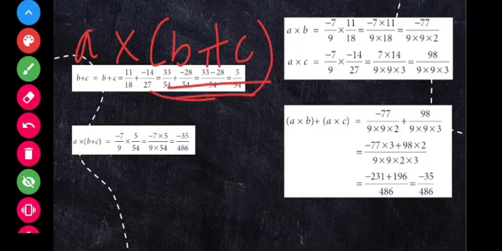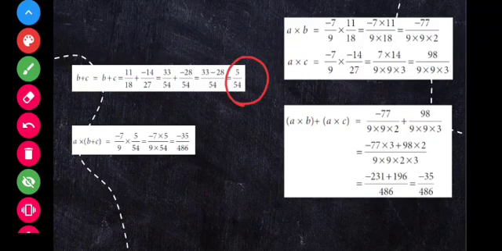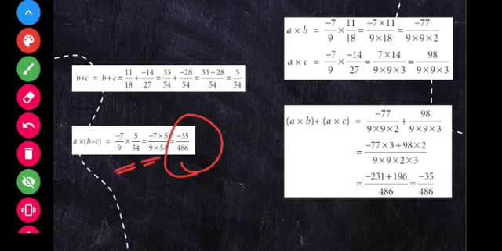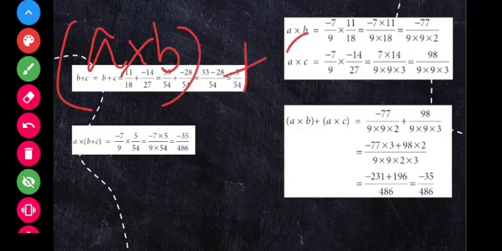Next we have to multiply this B plus C value into A. So 5 by 54 into A is 7 by 9, minus 7 by 9, sorry. So 5 by 54 into minus 7 by 9 will give us minus 35 by 486. Okay, so now we have found our left hand side part. So let's go to the right hand side. What does the right hand side contain? A into B plus A into C.